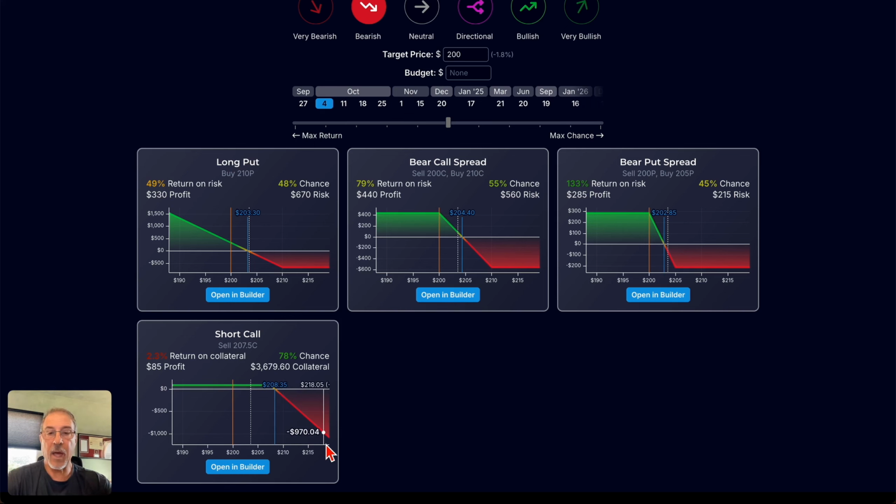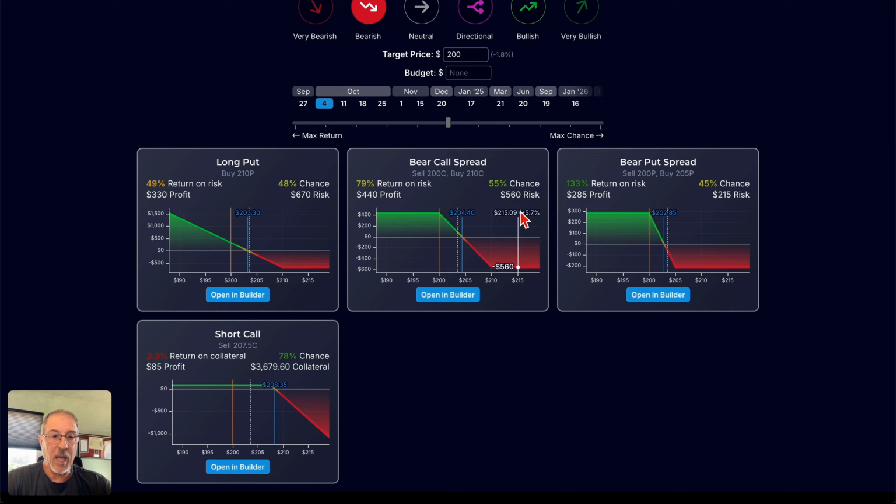I don't want that, particularly if I'm a newer trader, which I'm not, but those that are should always do defined risk trades. A defined risk trade is something where maybe you're selling one strike and buying a different strike. In this case, in the bear call spread, selling a 200 call, buying a 210 call. This gives me a chance of $440 in profit for a risk of $560.